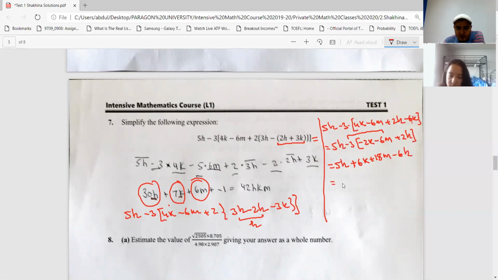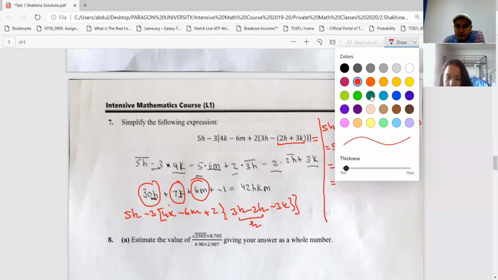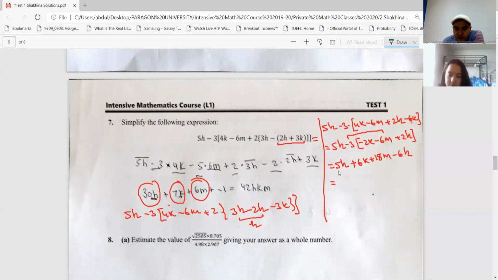Now we just need to find like terms, if there is any. Then we should simplify this. Here we have 5h. Do we have green? Okay. So here we have 5h, and here we have minus 6h, right? What is 5h minus 6h? Negative 1h. All right, very good.